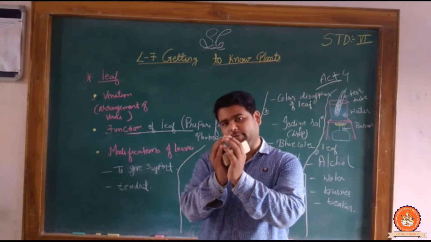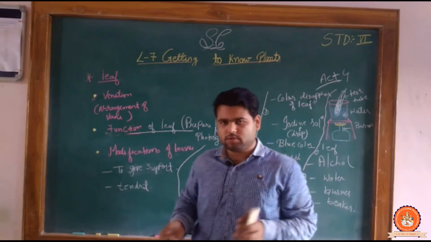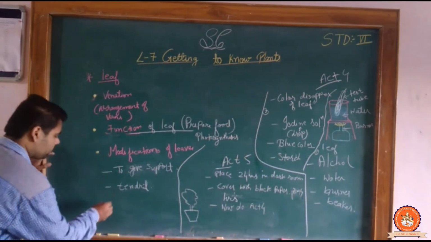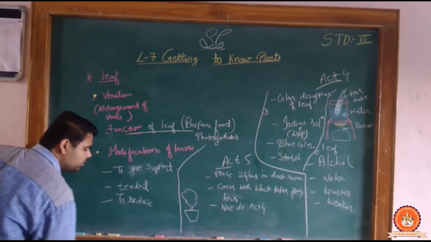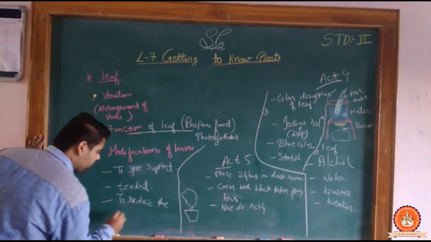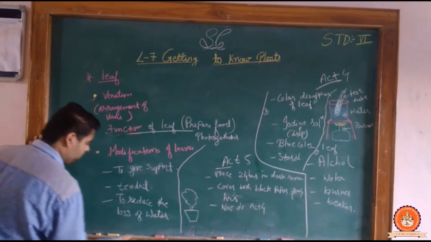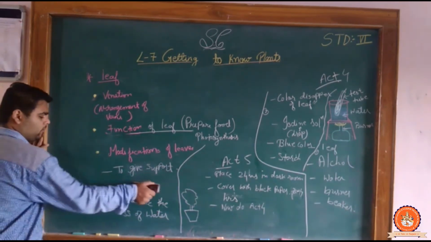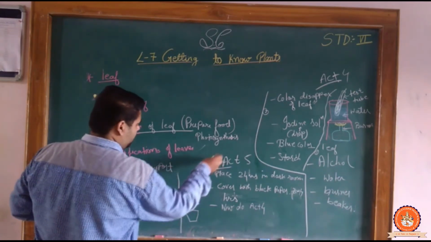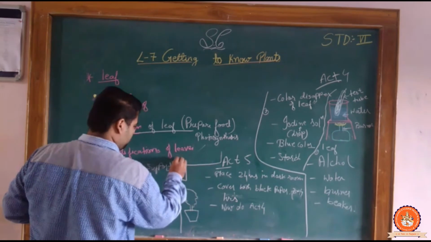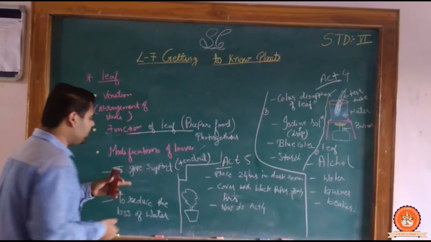So with the help of the tendril, or we can say the particular small leaves, we are getting the support. Clear? Even that to reduce the loss of water. Clear? This is the tendril. With the use of that tendril, they are supporting.